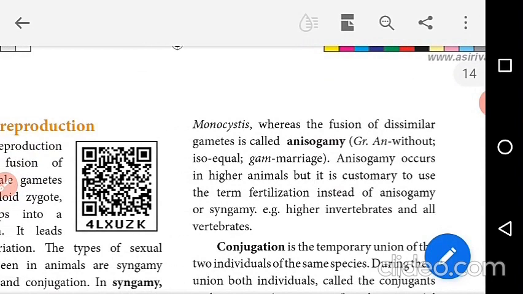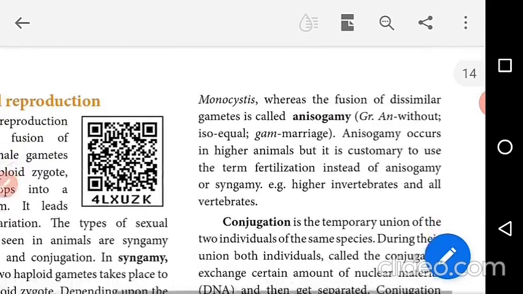Anisogamy என்பது வேறுபட்ட செல் சேர்க்கை, முற்றிலும் வேறுபட்ட இனச்செல்கள் ஒன்றிணையும் முறை. Entirely different type of the gametes is the joining. That is called as the anisogamy. வேறுபட்ட இனச்செல் சேர்க்கை எனப்படுகிறது.